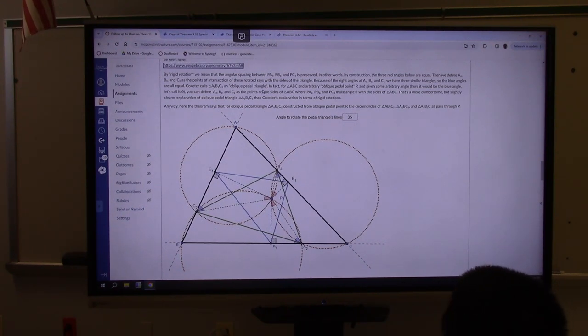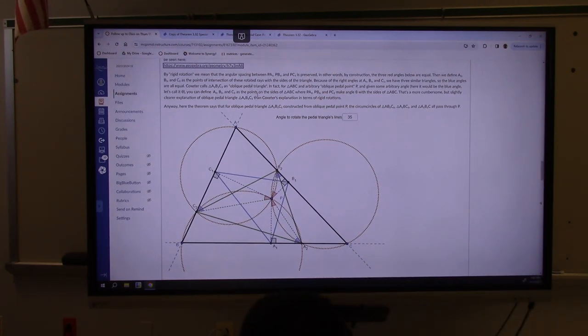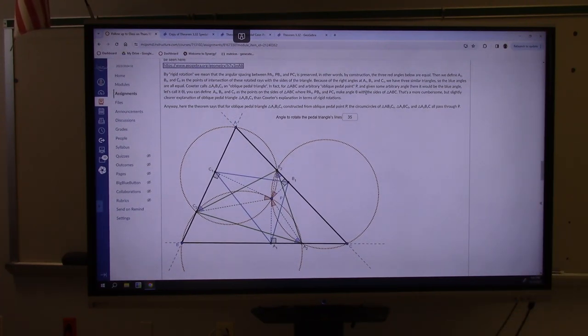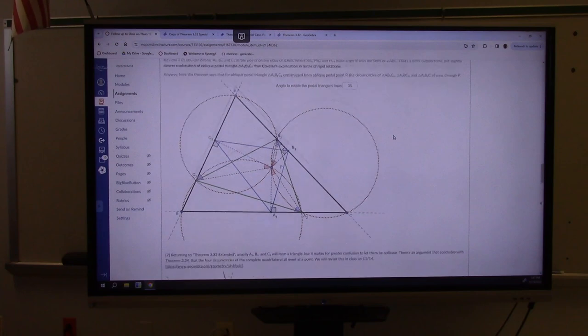Coxeter calls triangle A2B2C2 an oblique pedal triangle. In fact, for triangle ABC, an arbitrary oblique pedal point P, and given some arbitrary angle, here it would be the blue angle, let's call it theta, you can define A2, B2, and C2 as the points on the sides of ABC where the three rays PC2, PA2, and PB2 make angle theta with the sides of triangle ABC. Okay, Alex is complaining that that's not exactly perfect because you would have to have them all pointing in the same direction, so to speak, but we could fix that up with more annoying language. Okay, so anyway, get it? All right, great, moving on.